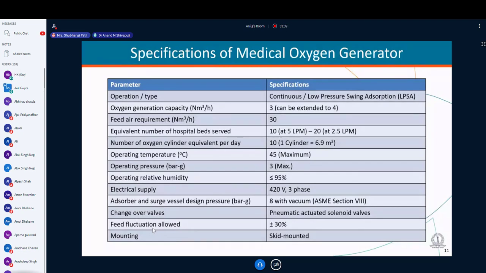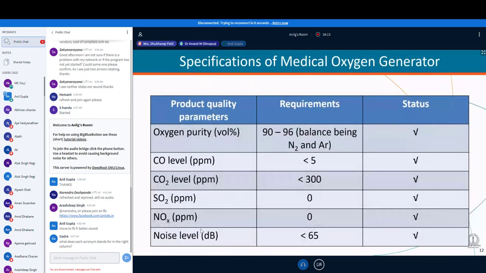And this system can be used to actually fill up about 10 47-liter cylinders, which are stored at about 200 bars. So if a bank of cylinders is available, then this system can support filling those. I have given some operating pressure, temperature, relative humidity, and the vessels have been designed to about 8 bar pressure, and the feed fluctuation allowed is plus or minus 30%. So that is the beauty of it. This particular system can take variations of up to 30%. So it's 70% of the rated capacity all the way up to 130% of the rated capacity the system can move.